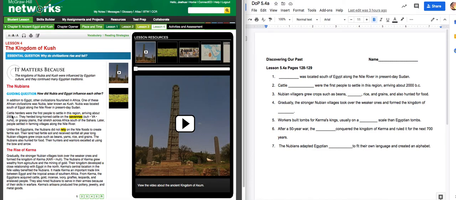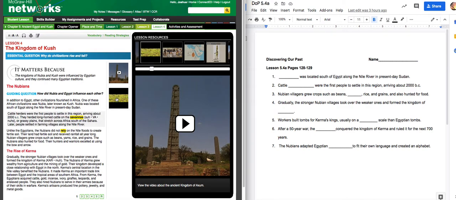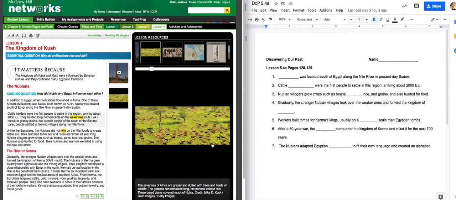Cattle herders, number 2 in your blank, were the first people to settle in the region, arriving around 2000 BC, they think. They herded longhorn cattle on the savannas. A savanna is the grassy plains that stretch across Africa south of the Sahara. Later, people settled in farming villages along the Nile River. Okay, so you have the grassy plains. This is where you think about a lot of the animals that roam these areas. So here you have a picture of the savannas of Africa today.